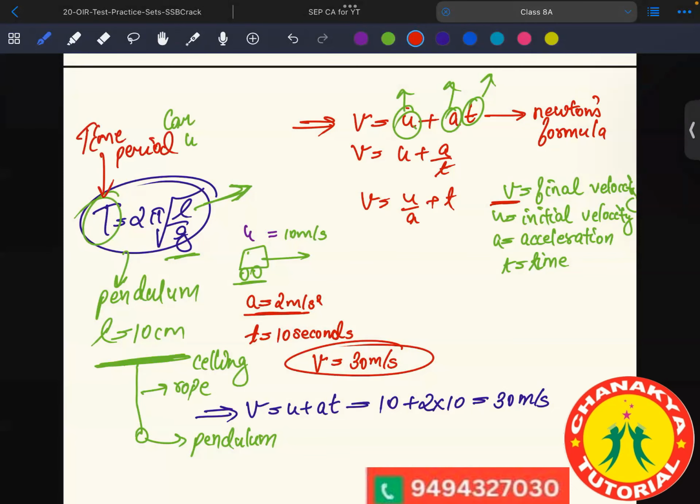Sir, what is gravity? Is it like 11 meters per second? No, it's 9.8, right? 9.8 meter per second square. Okay.